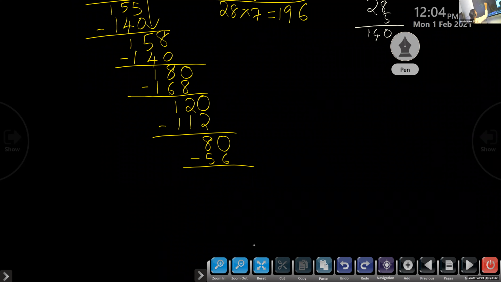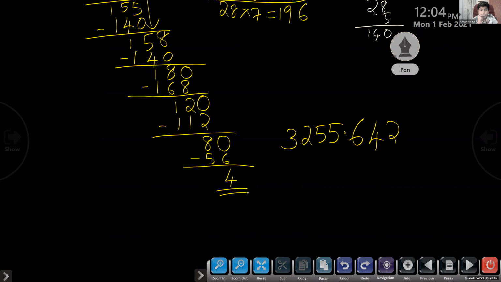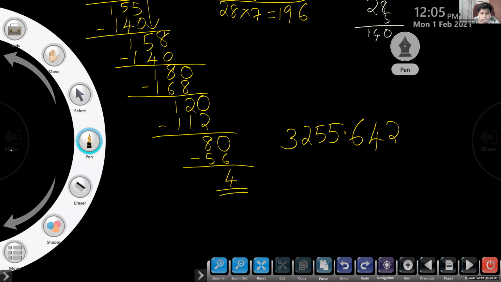So what's the answer we got here? The answer is 3255.642. After 56, we have the remainder 4. No need to do it again. The remainder is 4. Can you show the 16th B answer? I will send the notes, okay?